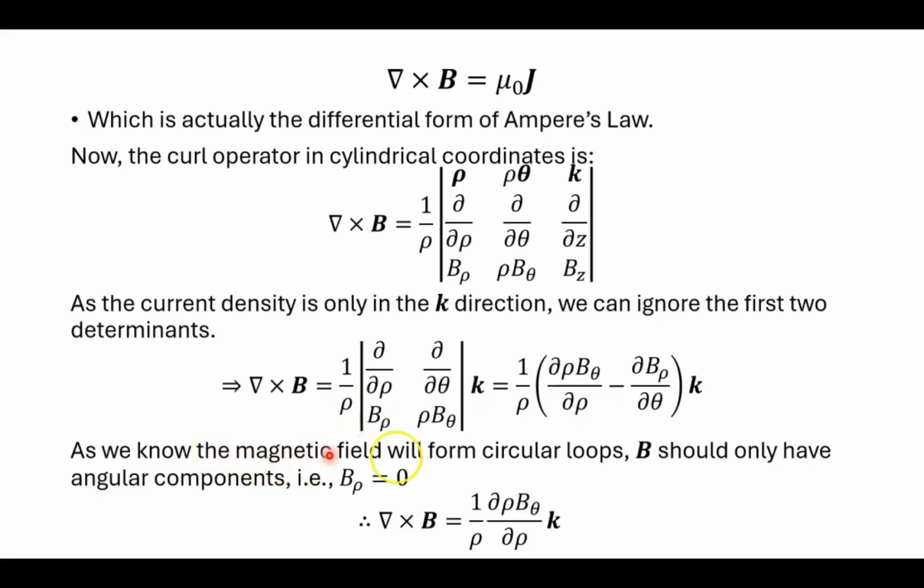As we know, the magnetic field will form circular loops. This is determined from experimental facts. B should only have angular components, so it should not have any components that are going out of or into the cylinder. It should only circulate it. Its radial component will be 0. So this term will be 0, and you are only left with this.